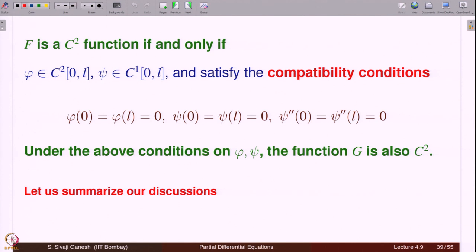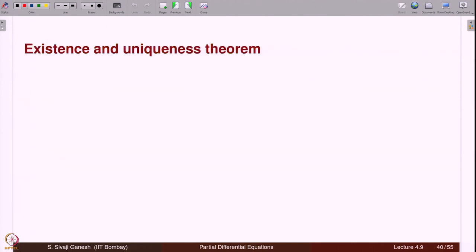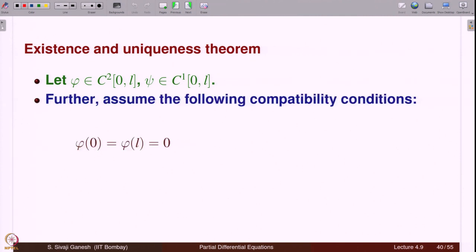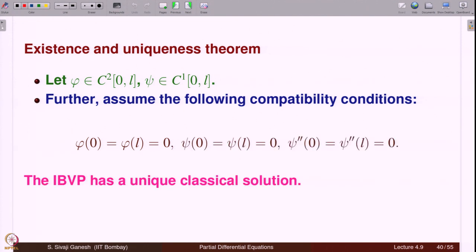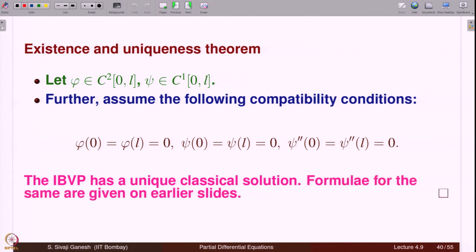So, let us summarize our discussions in the form of a theorem. It is done on the next slide, the existence and uniqueness theorem. Let phi and psi have this smoothness. Further, assume the following compatibility conditions, these three sets of compatibility conditions. Then the IBVP has a unique classical solution. This is the IBVP, remember, with Dirichlet boundary conditions. If you are considering Neumann boundary conditions, the compatibility conditions will change.